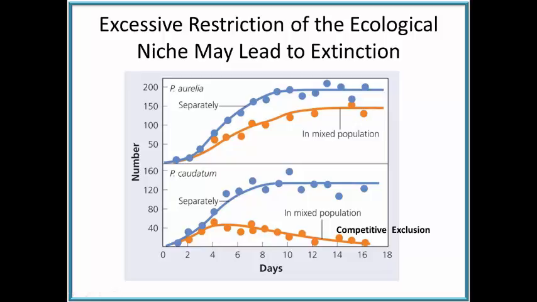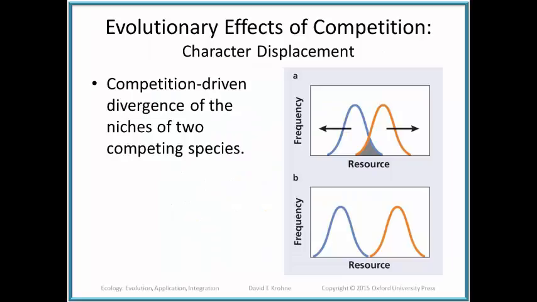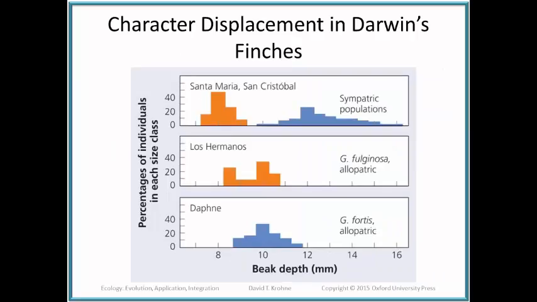Okay, so he was able to show this excessive restriction of the ecological niche result in extinction of, in this case, Paramecium caudatum. If you have only some overlap, that is, some minimal overlap of the niches or resource use, then we get this condition known as character displacement. This is competition-driven divergence of the two species into different parts of the environment.